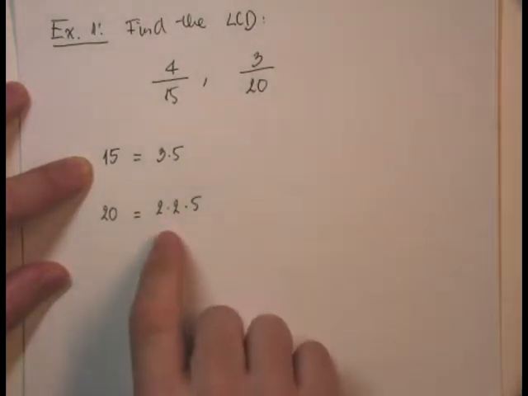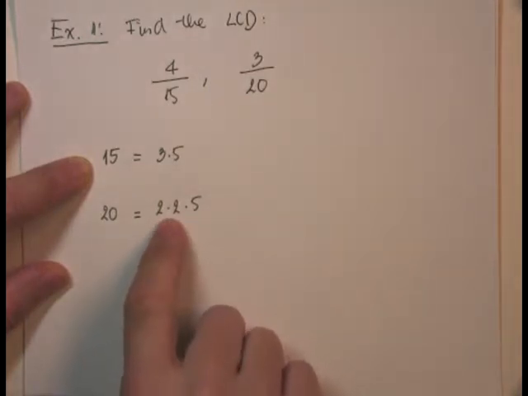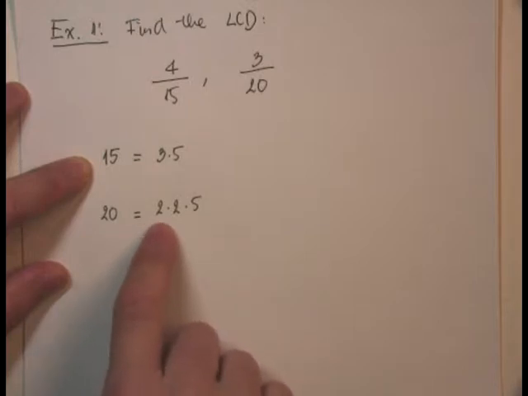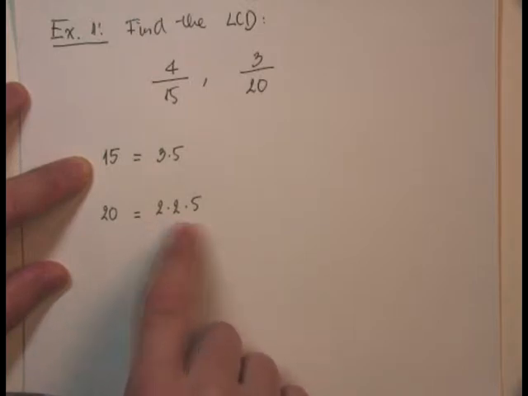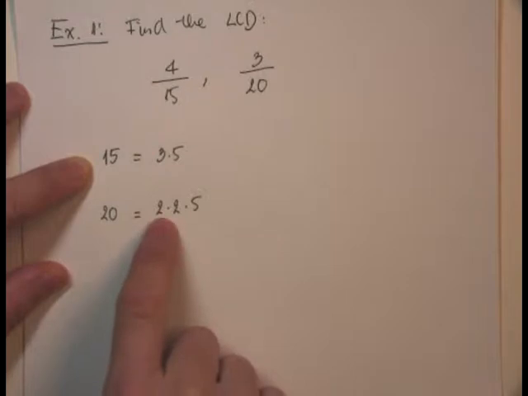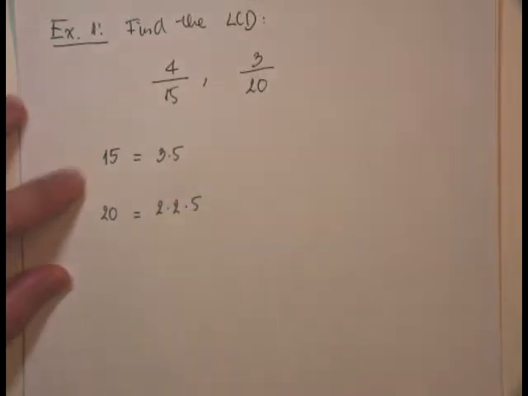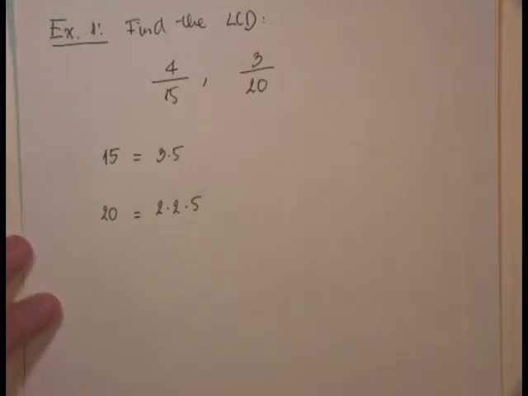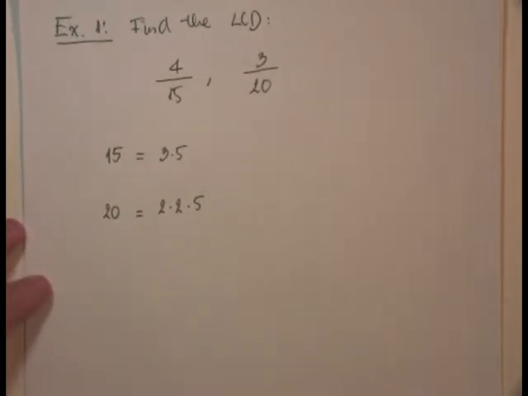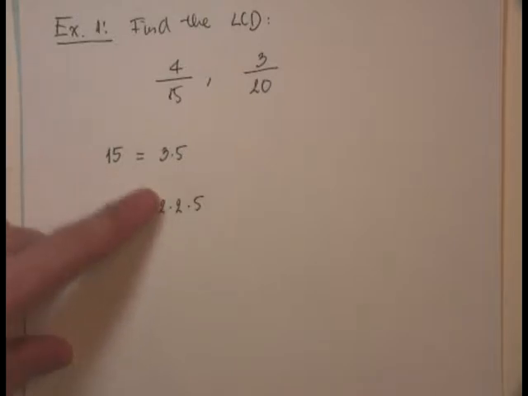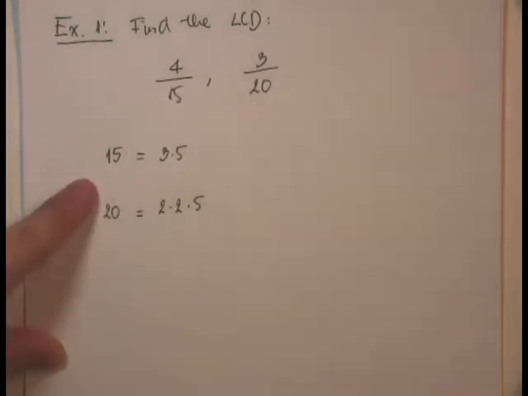Now you could have written that as 4 times 5, but 4 is not a prime factor, so I need to write 20 as a factorization of all prime factors: 2 times 2 times 5. Each of these numbers is a prime number. If you're not sure what prime numbers mean, make sure you look it up on the internet or in any kind of reference. That's step number 1: you go through each denominator and find the prime factors in each.